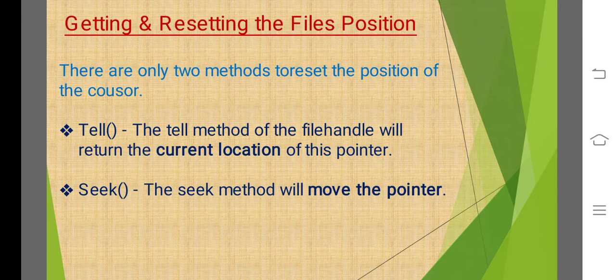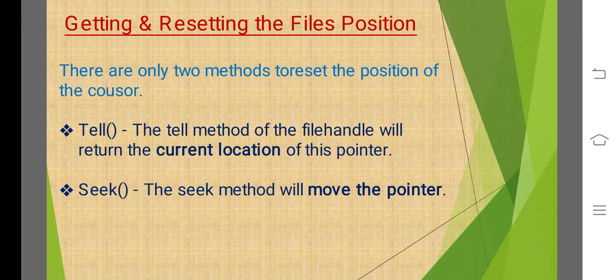And the seek method is to move. We can move the pointer to the particular place where we want to write or read the file, because file handling is used to store, read, write, and extract files, whether a text file, binary file or CSV file, whatever it is. For that we require the current position in the file, from where we want to read or write. According to that, the tell and seek methods are used.